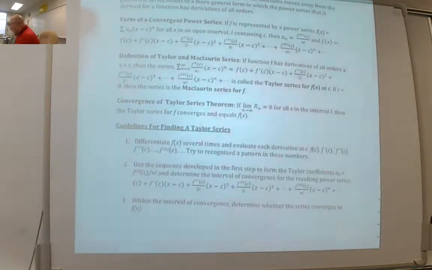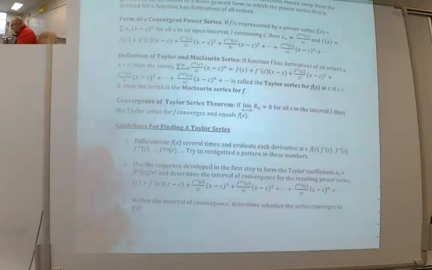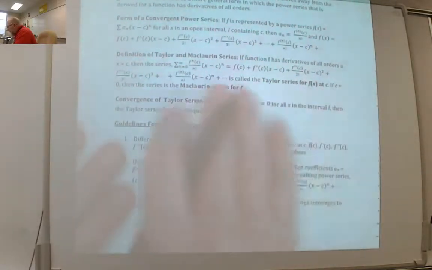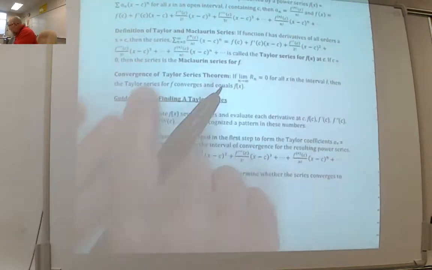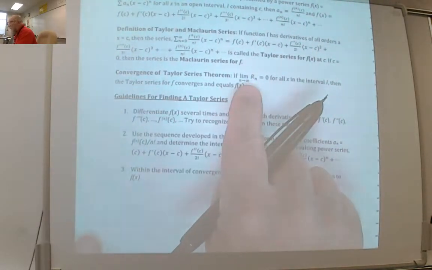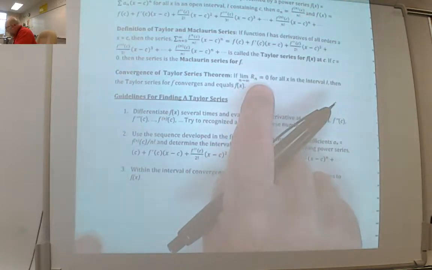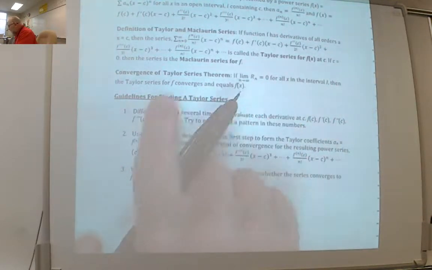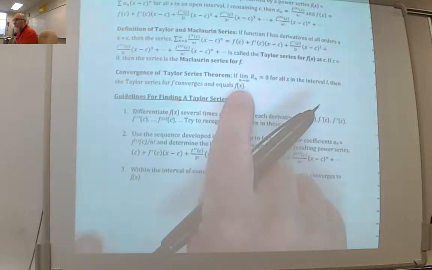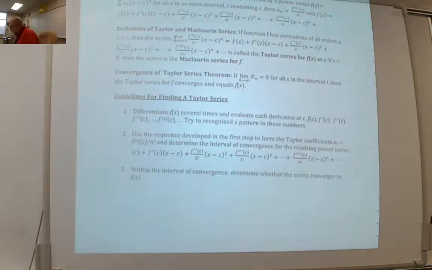Okay. Now, here's the other thing. We're going to work at writing these, and hopefully it'll be a review of the Taylor series. If the limit of the Rn term goes to 0, it means it converges for all x. f converges and is equal to f of x. They're one and the same.